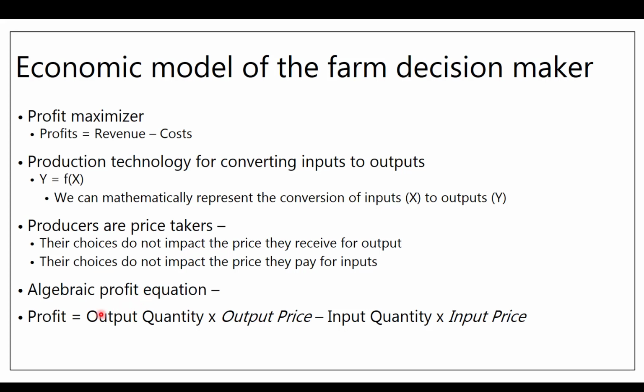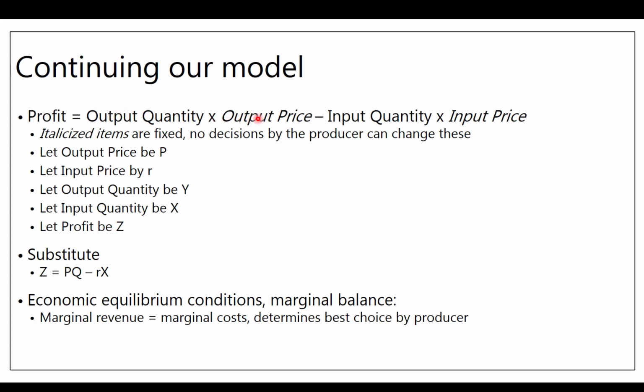Next, we need an algebraic profit equation. Before we get to algebraic symbols, let's just say that profit is revenue minus costs, where the revenue is the output price times the output quantity. Subtract from that the input price multiplied by the input quantity. So that's our algebraic setup. The italicized items here, input price and output price, are the same two things I said we're price takers on. The decision maker that we're going to represent in our spreadsheet or in this math is a price taker, and we're going to put those in italics to remind us that those can't be affected by the choices I make. So what can affect profits? Well, the output quantity can affect it, and the input quantity can affect it.